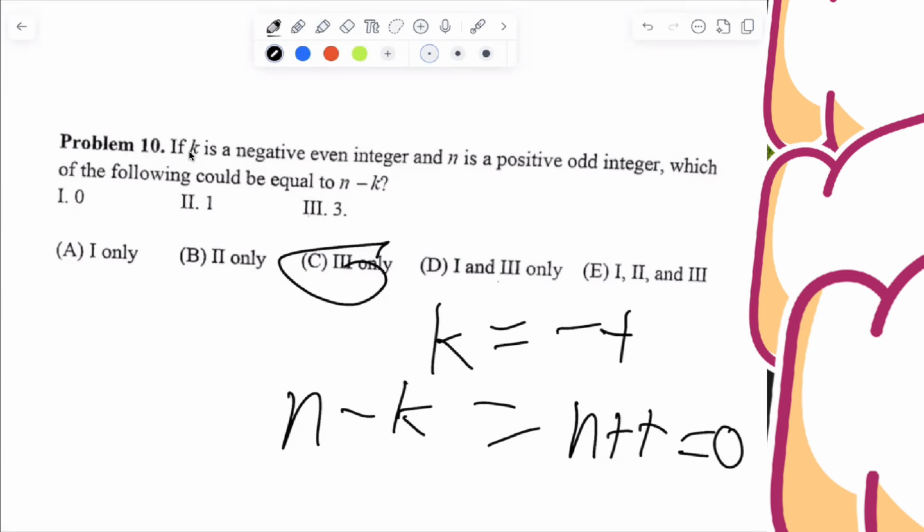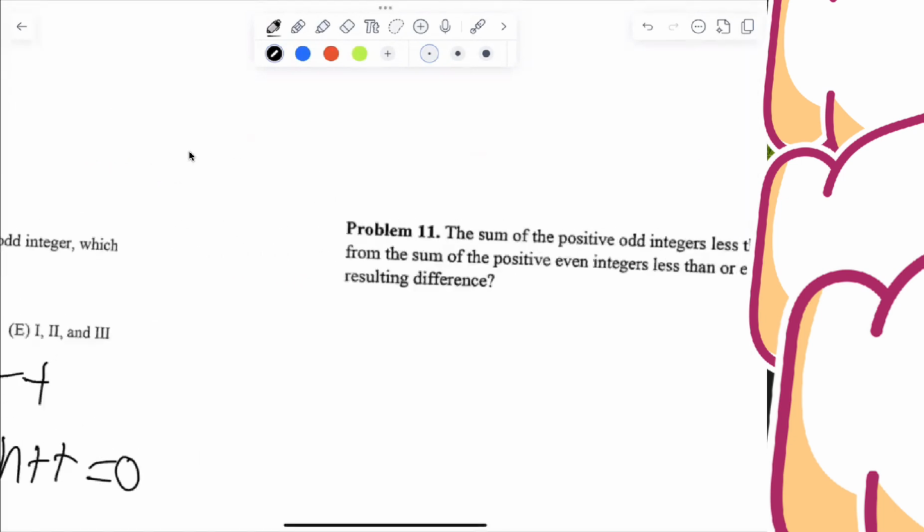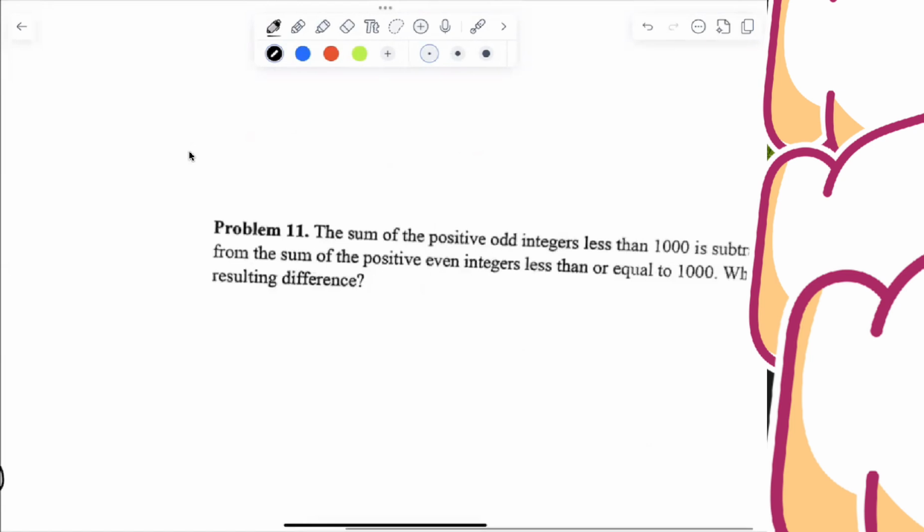But anyways, so the answer is 3. Only 3. Next is example 11. I'll let you guys have a try on this question and tell me your answers in chat.